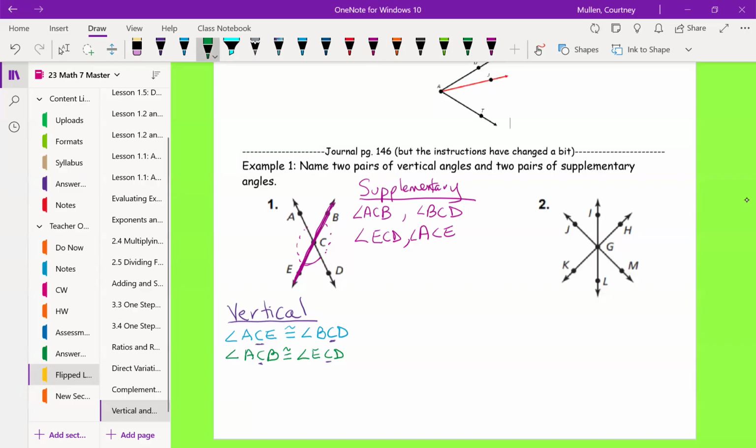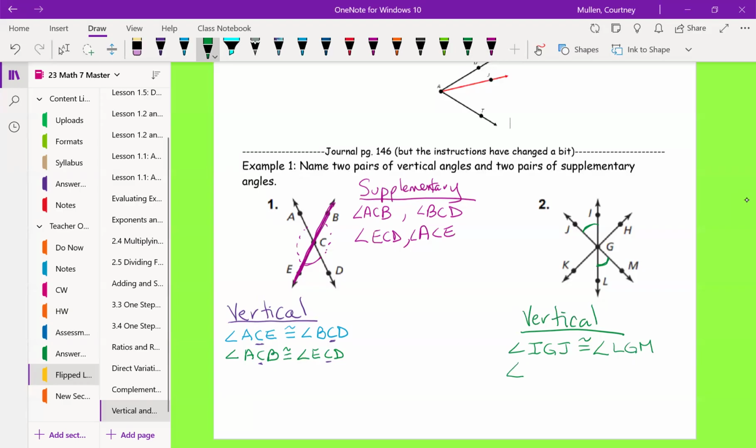Let's try again. Let's start with vertical. Let's pick an angle. Angle IGJ. What angle is vertical with angle IGJ? Remember, they share a vertex and they're opposite from each other. Did you pick out angle LGM? Good job. Let's try another.